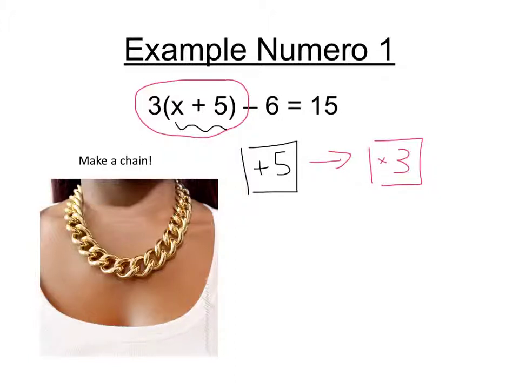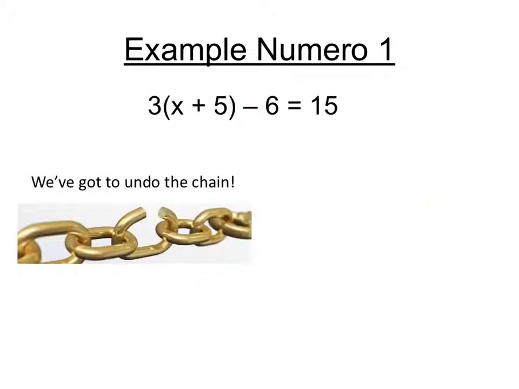The third thing that happens on the left-hand side of this equation is this minus 6. So that's the third step in our chain, minus 6. Remember that our goal was to isolate x. What we want to do now is undo the chain. In order to do this, we're going to do the operations of our chain in the opposite order and the inverse operations.